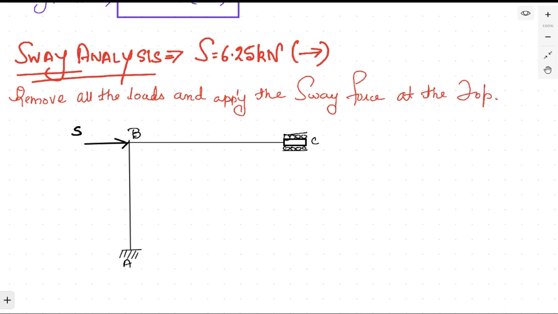Listen very carefully to this: when this sway force acts at this particular point, this cannot handle the horizontal force. It means that the frame will move in the right direction because of this unbalanced force of 6.25 kilonewton. The frame will move in the right direction, but this is a fixed support. It means that the fixed support cannot move. So here this AB panel will move somewhat like this. This will be the movement of the AB panel. The AB panel will go this far, and this C point will move here, and this will reach this particular point.